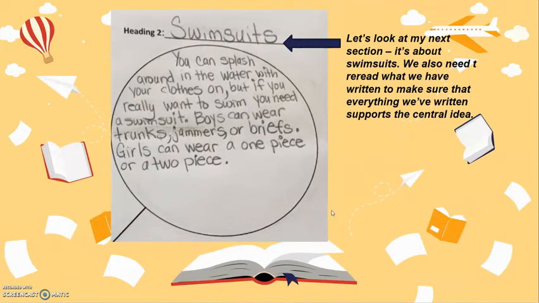Let's look at my next section, swimsuits. We also need to reread what we have written to make sure that everything we've written supports our central idea or our promise. Swimsuits. You can splash around in the water with your clothes on, but if you really want to swim, you need a swimsuit. Boys can wear trunks, jammers, or briefs. Girls can wear a one-piece or a two-piece.